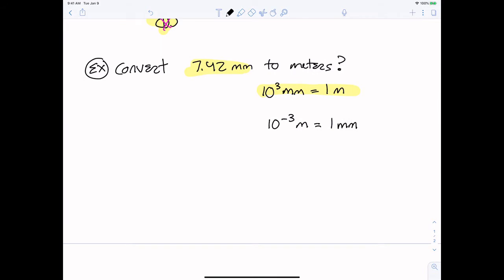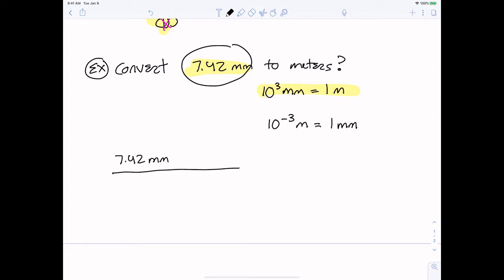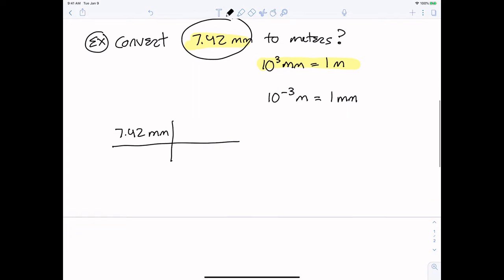So I'm going to start with what's given in the problem. That's this, so I'm going to write that down. And then I tend to draw lines. If this is confusing for you, you don't have to do it. What I'm doing is I'm taking 7.42 millimeters and then I'm multiplying, and then I'm going to put my conversion factor here. I just tend to make everything a line. If you don't like that, by all means, you do not have to set it up the way that I do as far as notation goes.